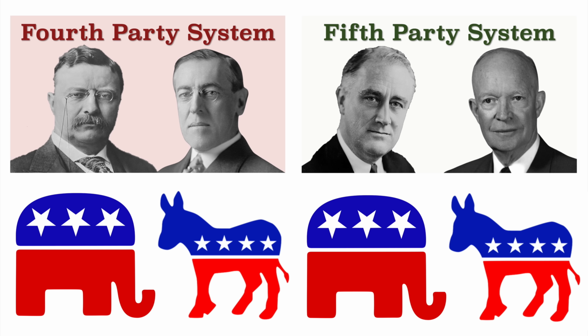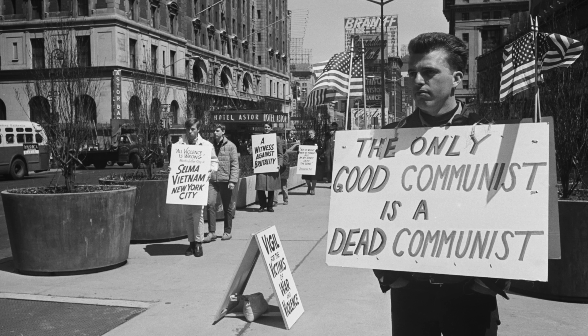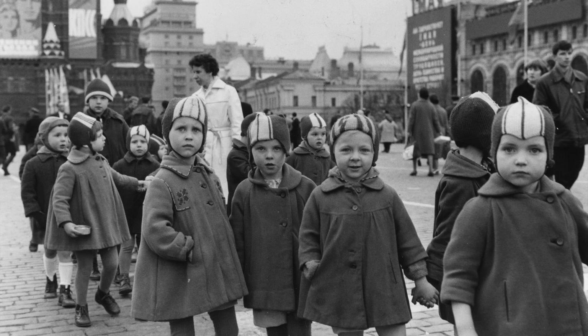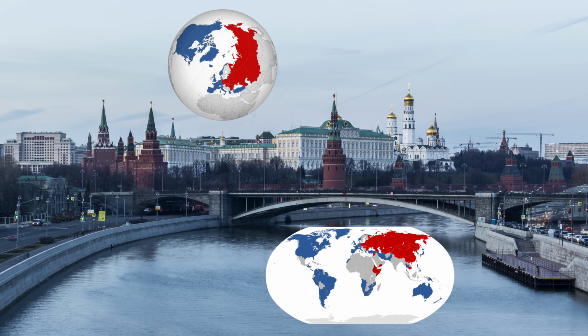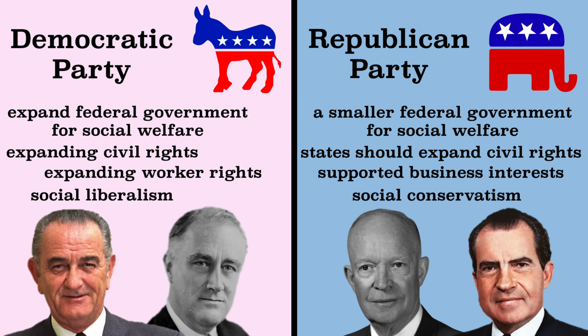But, similar to the fourth party system, both of the major political parties had very similar economic and foreign policies during the fifth party system, especially with regards to strong opposition to the Soviet Union and its communist government and command economy. After all, this era overlapped quite a bit with the Cold War. The fifth party system began to collapse for 2 reasons.